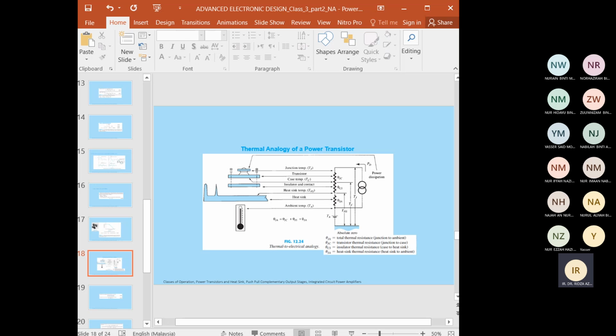heatsink temperature, and also the heatsink. So below is the heatsink, and then we have the ambient temperature, denoted as TA. Each of the components is represented by a mathematical representation. Junction temperature is Tj, and Tc is the case temperature. TA is the ambient air temperature. So it's related by the device heat handling capacity temperature.